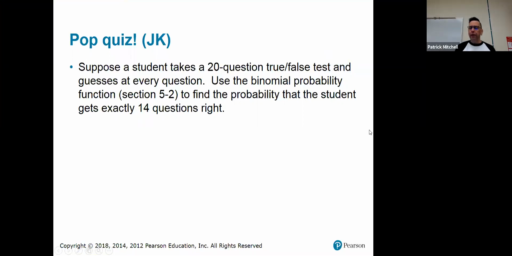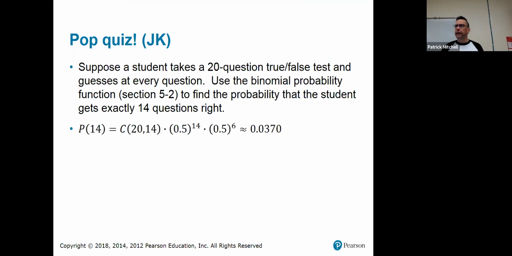Okay. So that probability from that formula that we talked about in Chapter 5 would look like this. So we called that formula P of X. So in this case, X is 14, N is 20. The identical trials are the 20 questions. And P is 0.5 because when you randomly guess at a true-false question, you have a 0.5 probability of getting it right, which means you also have a 0.5 probability of getting it wrong, right? Remember, Q is 1 minus P. So that probability comes out to about 0.037. 0.037 probability of getting exactly 14 questions right.